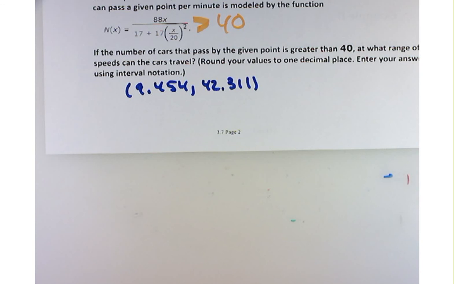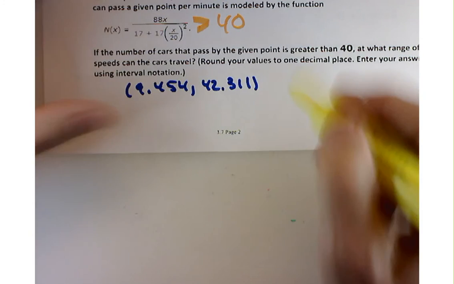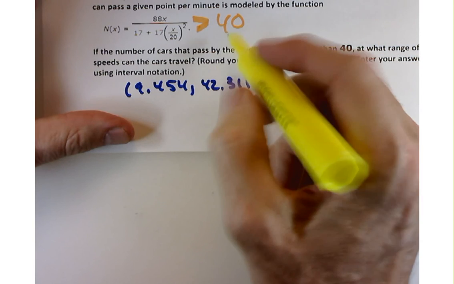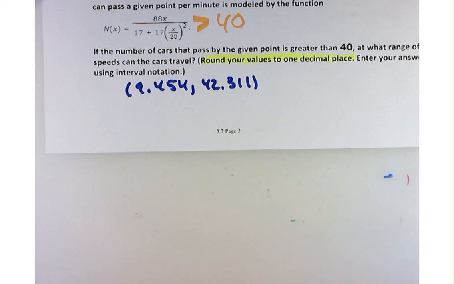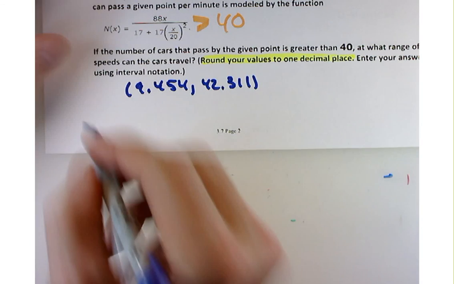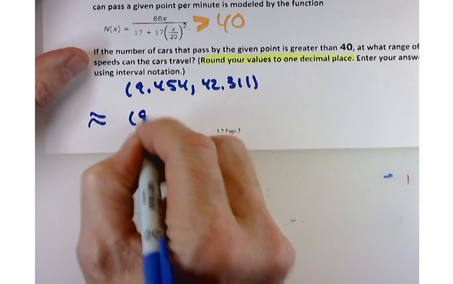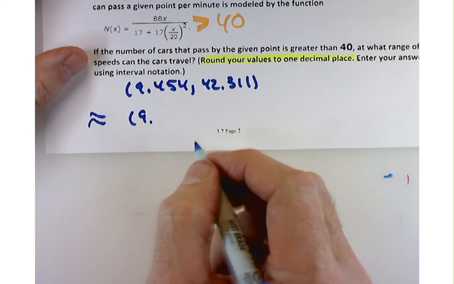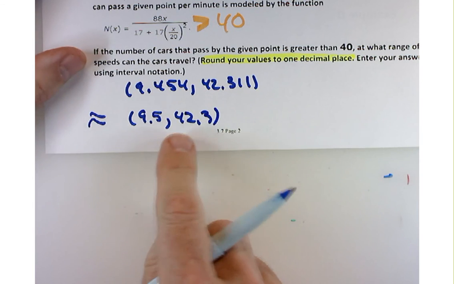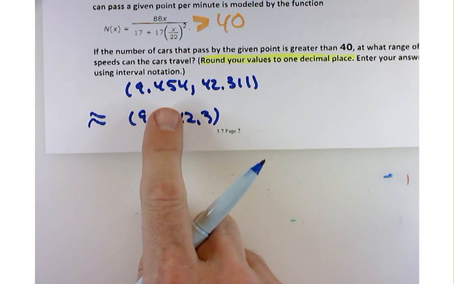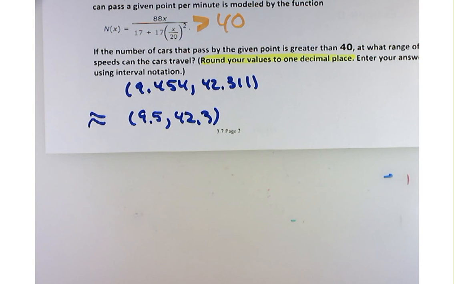Annoyingly, you might get this wrong if you entered those values into WebAssign. They want you to round your answers to 1 decimal place. So if I round those, that should be about 9 point what? 9.5 to 42.3. If you round it to 9.4, you might get it wrong. I do have a tolerance built into WebAssign, but I don't know if it would exceed that or not.